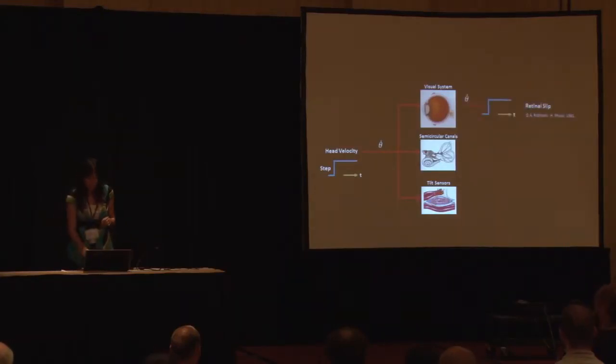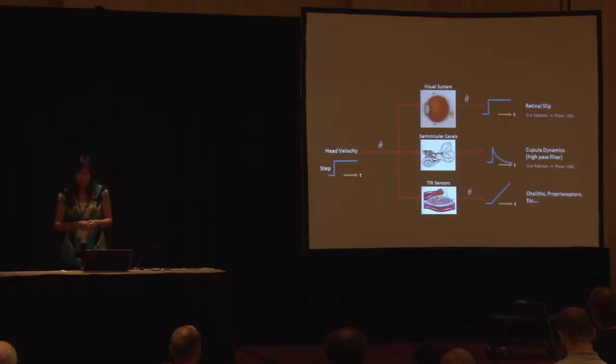So your visual system, your canals, and we're going to lump your otoliths and your proprioception together in something called the tilt sensors. So if you had a head velocity input, let's say a step, your eyes would just measure that as retinal slip. Your canals have a cupula in them, so they would sense a high-pass filtered velocity. And your tilt sensors, let's just assume they integrate and give you a measure of tilt.